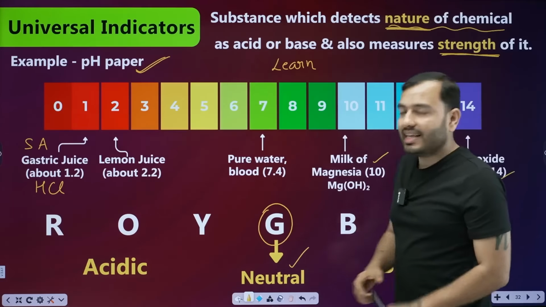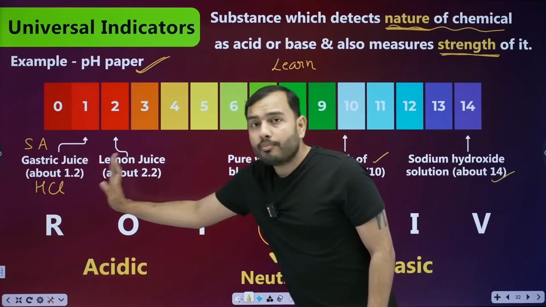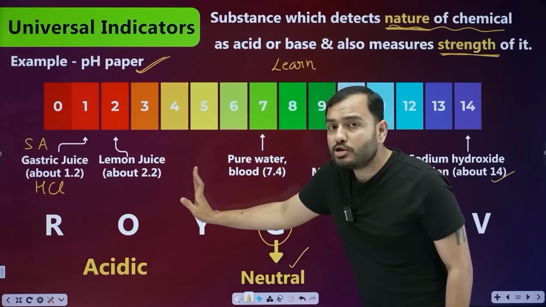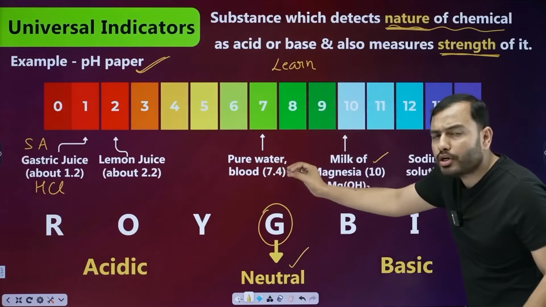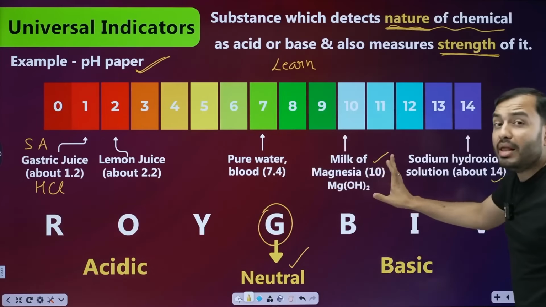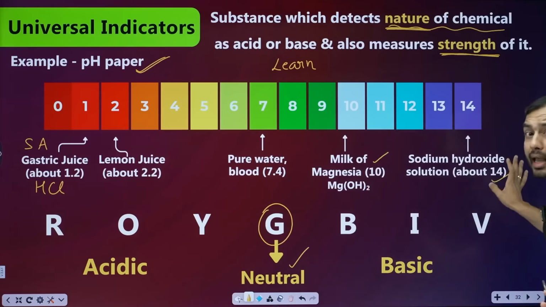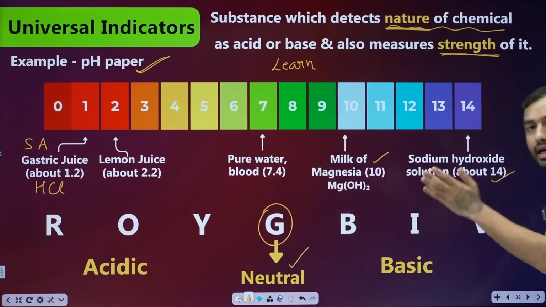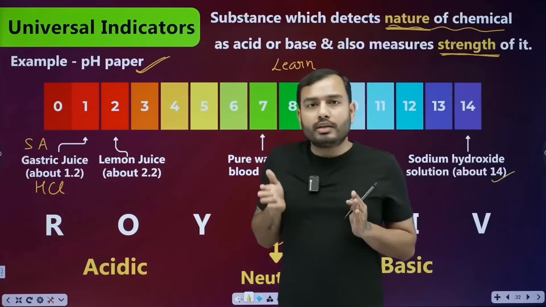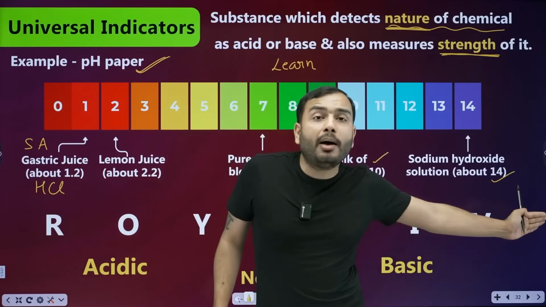You must remember this. Gastric juice, HCl, how much is it? 1.2. Lemon juice, 2.2. Both are strong. Then what comes? Pure water or blood, 7.4. Then milk of magnesia, magnesium hydroxide. How much is it? 10. And then NaOH, sodium hydroxide, very strong base. pH is 14. Do you understand the color? If green, then neutral. The more red, the more acidic. The more blue, the more basic.